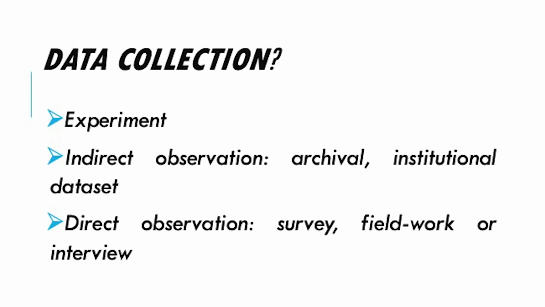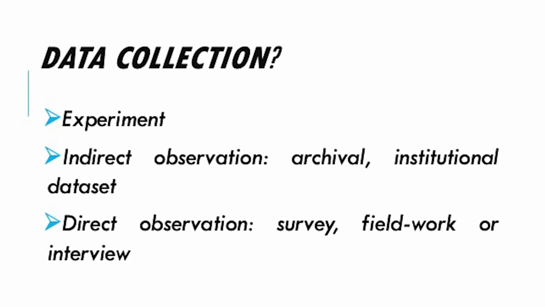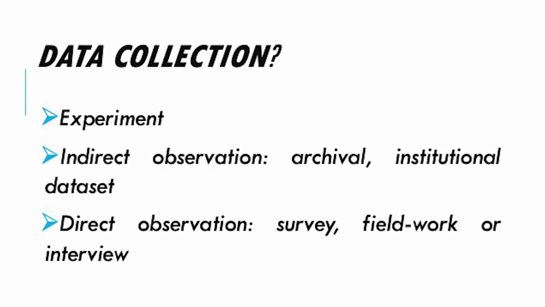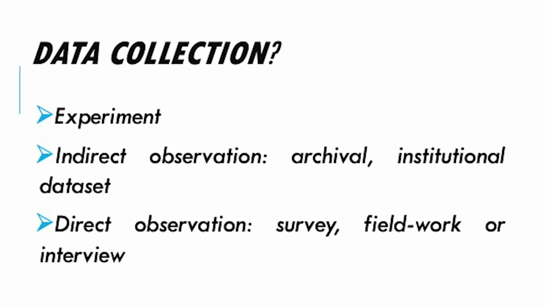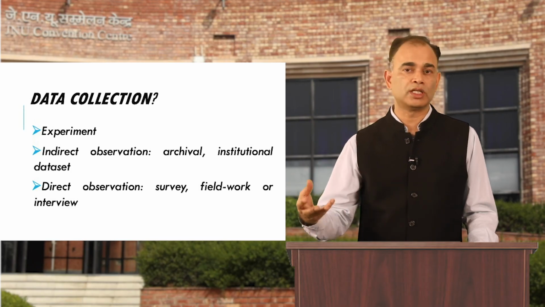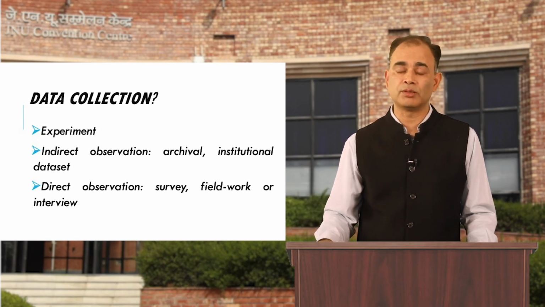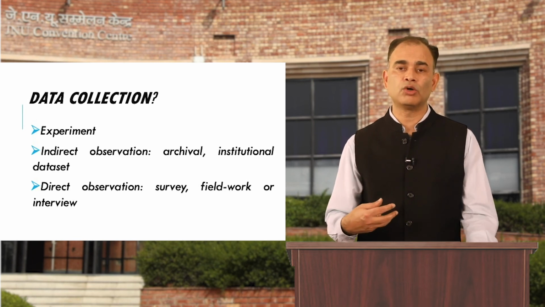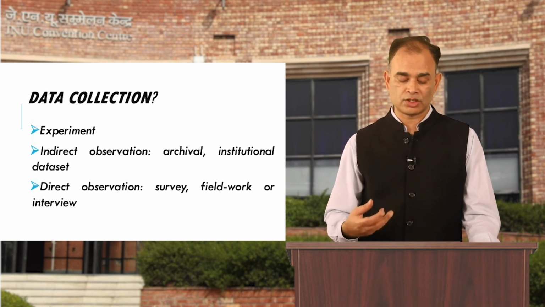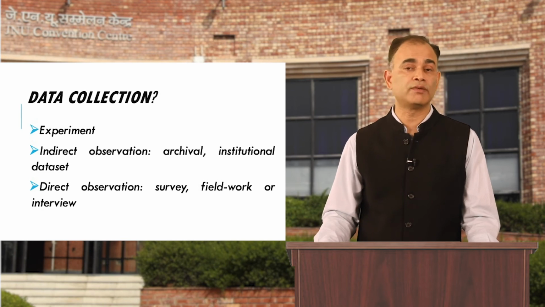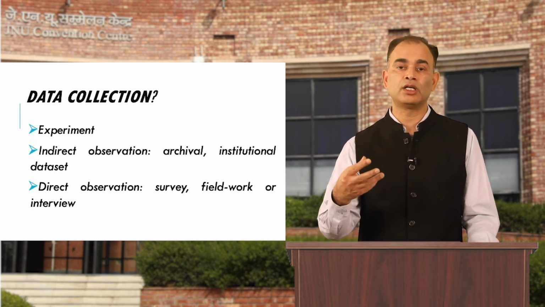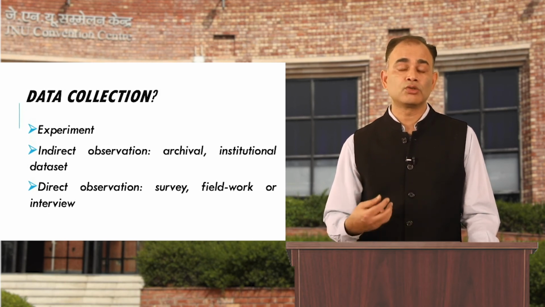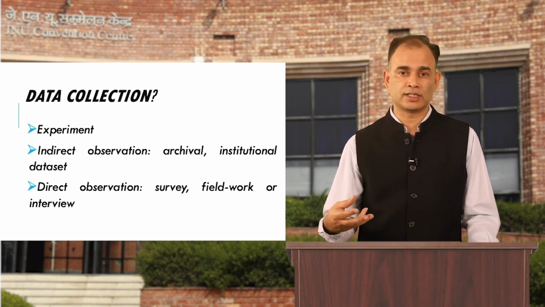Again, as I told you, the nature of data analysis can be qualitative or quantitative. There are indirect observations, which are done by many social science researchers. For instance, historians go to archives, because historical materials are available in different museums or archives. Some institutional data sets are also available. For instance, if I'm working on GDP, I might get government data, or IMF or World Bank data. Those are institutional data sets.